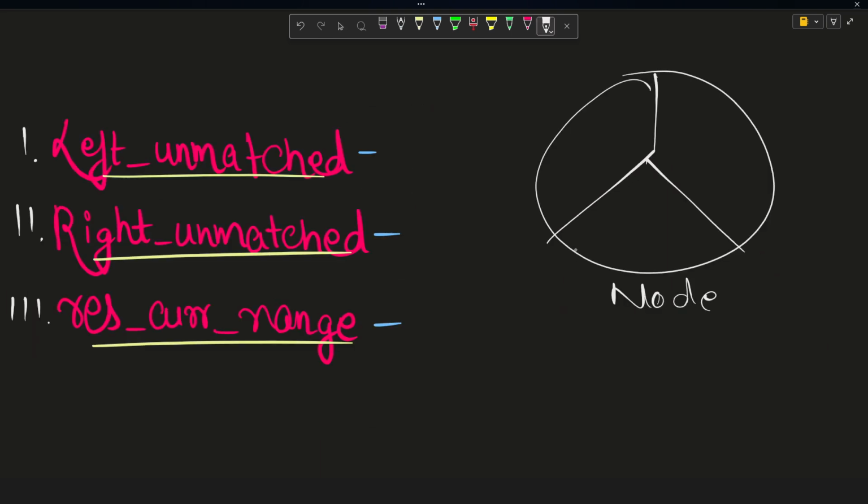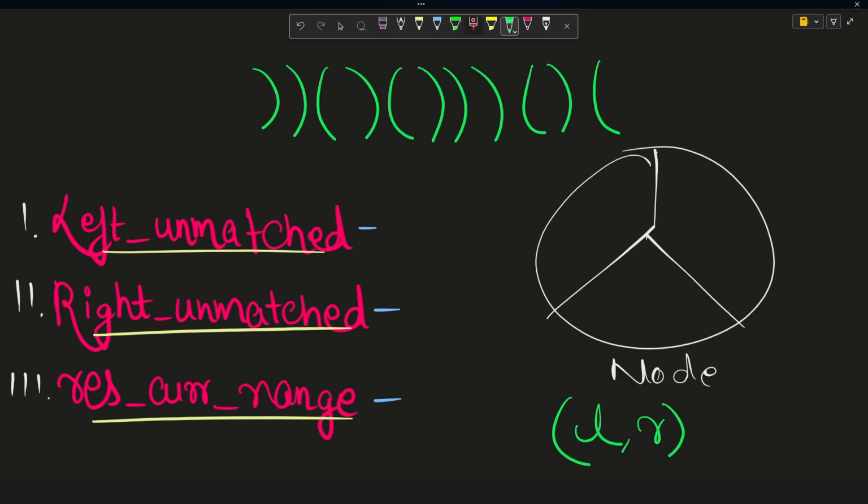So now, as I said, in each node of the segment tree I will store 3 values. So suppose this is a node, it can be any node of the segment tree, right? So let's say that this node represents the range from L to R, right? So for this node I will store 3 values. The first quantity is left unmatched, the second quantity will be right unmatched, and the third quantity will be the result of the current range. So let's see what each one of these actually means.